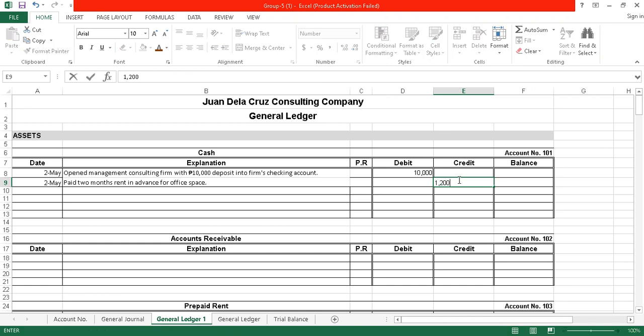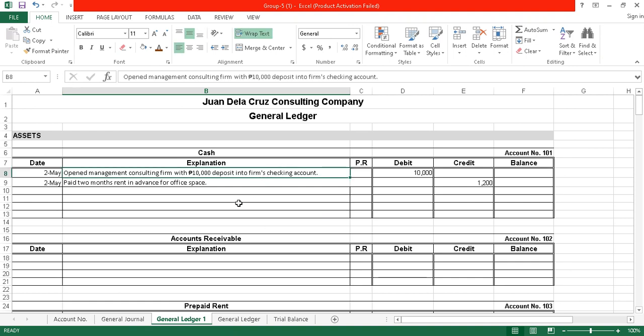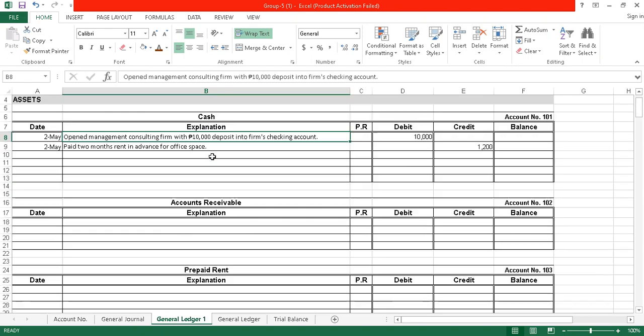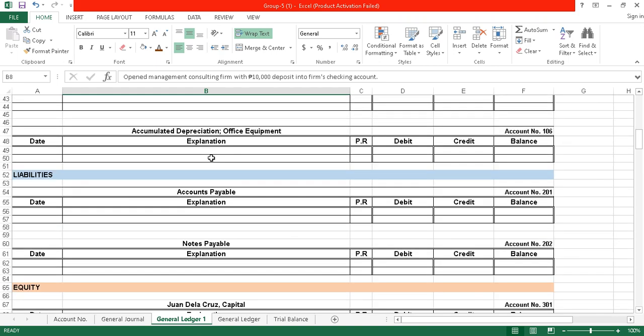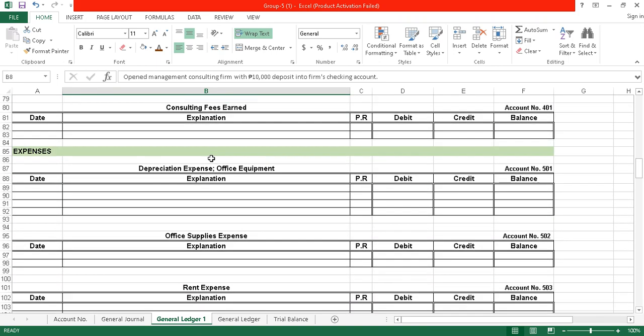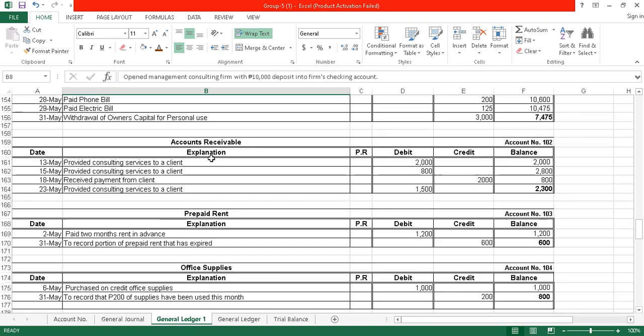Whatever is in the credit of the journal entry is also in the credit here in the general ledger, as well as in the debit. If it is a debit in the general journal, it is also a debit here in the general ledger. And after that, that step is just copying. And this is what it looks like when finished.